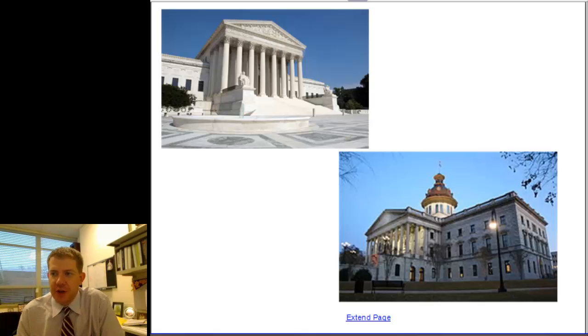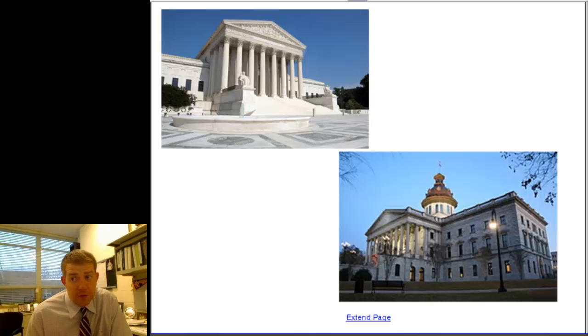I have two images here on the screen to begin with. The one on the top left is a picture of the United States Supreme Court in Washington, D.C. And the other image, I just chose one of the states randomly, but this is the State House in South Carolina, so the state legislature in South Carolina. If you're a citizen of South Carolina, both of these government entities could have an impact on your life.